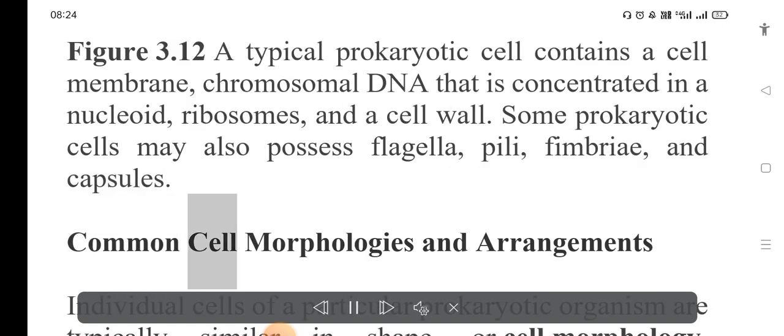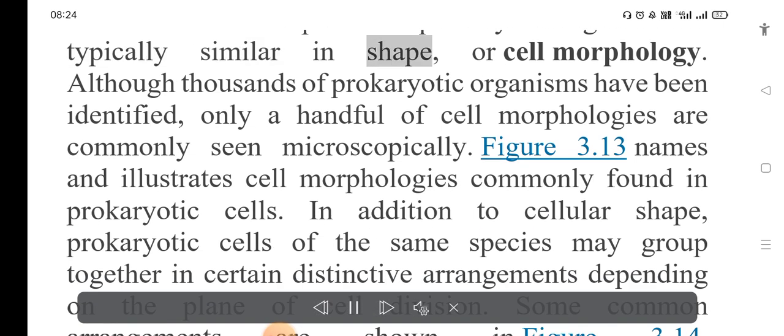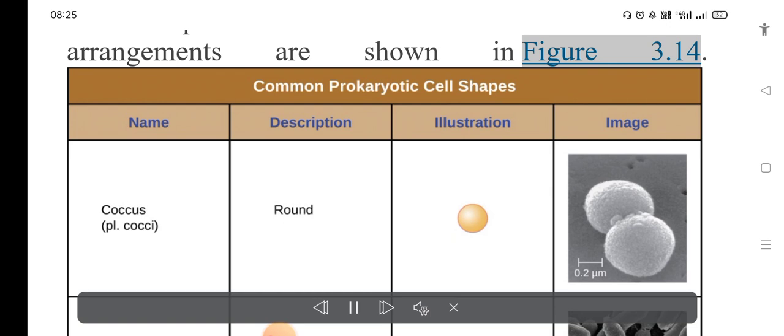Common cell morphologies and arrangements. Individual cells of a particular prokaryotic organism are typically similar in shape or cell morphology. Although thousands of prokaryotic organisms have been identified, only a handful of cell morphologies are commonly seen microscopically. Figure 3.13 names and illustrates cell morphologies commonly found in prokaryotic cells. In addition to cellular shape, prokaryotic cells of the same species may group together in certain distinctive arrangements depending on the plane of cell division. Some common arrangements are shown in Figure 3.14.